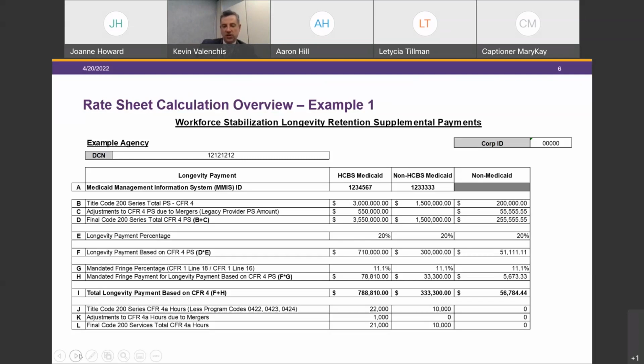Again, because of mergers in this case, the legacy provider had 1,000 hours of CFR 4A hours that were reported in their CFR that we brought into the succeeding agency's payment. And that's row K. In row L, this just reflects the sum of those two hours. Again, the direct agency's CFR 4A data plus the merging legacy provider's CFR 4A data.